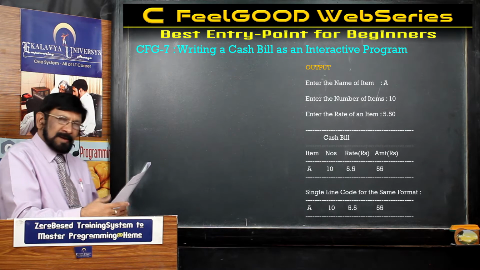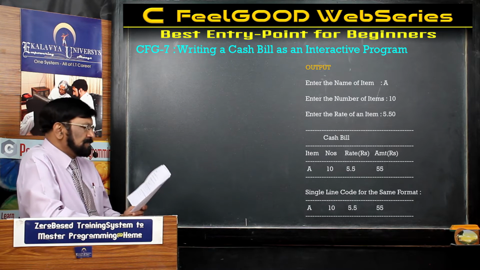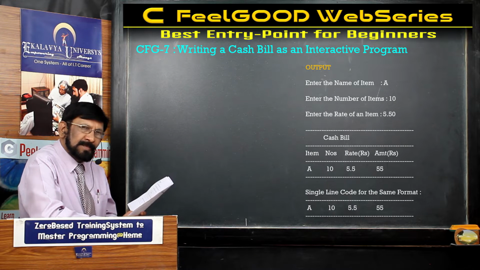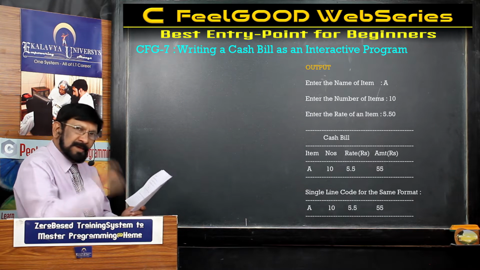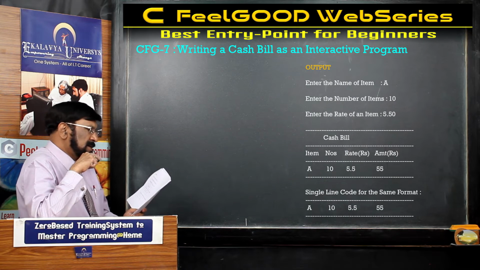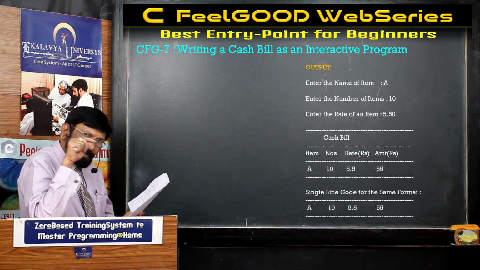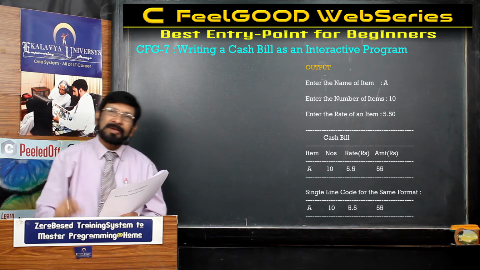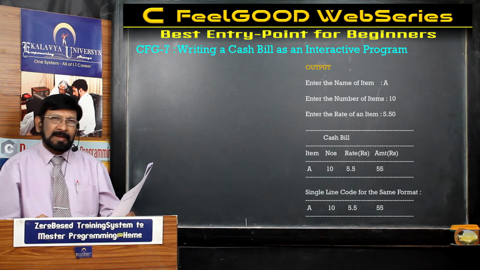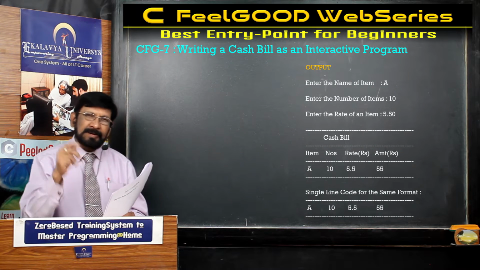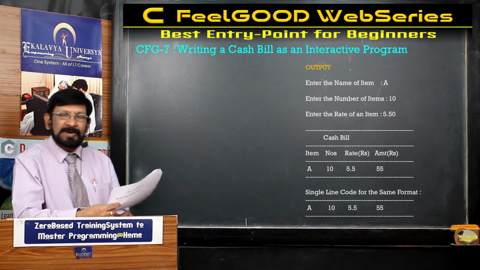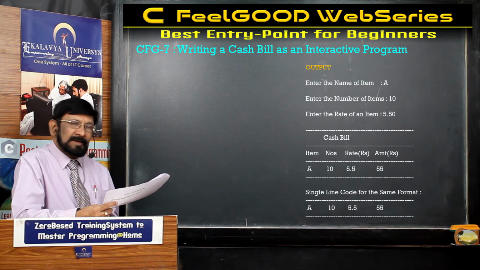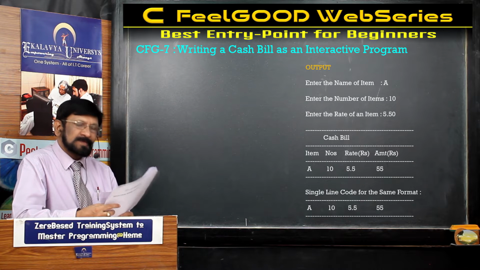In the same manner, now we are doing that. Just see the output: enter the name of the item. Name of the item, A, you enter. Next, enter the number of items. Then you enter 10. Enter the rate of the item. You enter the price. That is called a prompt statement. Prompt statement means a guiding statement. How do you write guiding statements? Using printf only you write that, and that you are learning specially in this program.